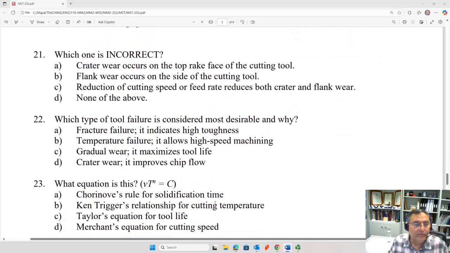Question 23. What equation is this? Well, this is the famous Taylor's equation for tool life, which is relating tool life to cutting speed, and we properly discussed this in the cutting tool lecture. So obviously C is the correct answer, Taylor's tool life equation. This is a very famous equation indeed.